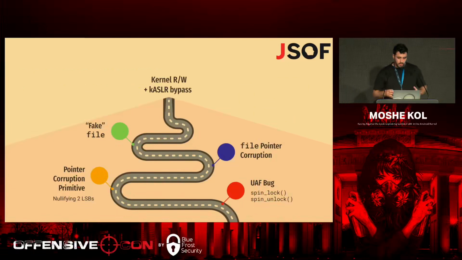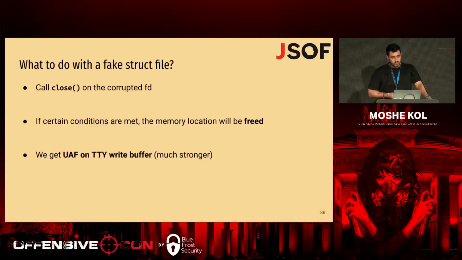So now we are here. We managed to corrupt a struct file pointer's second least significant byte, and we also managed to land on a fake struct file whose contents we control. So what do we do with this? We chose to call close on this corrupted FD with the intention of this memory location being freed back to the slab allocator. And then we would get a use after free on a TTY write buffer, which is much stronger.